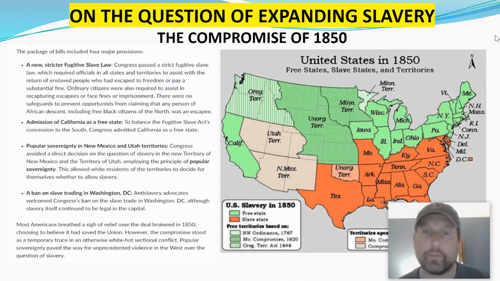This concept of popular sovereignty that comes about in the Compromise of 1850 will also play a massive role when other states are added in the other unorganized territories. So keep that in mind when we get to places like Kansas and Nebraska.